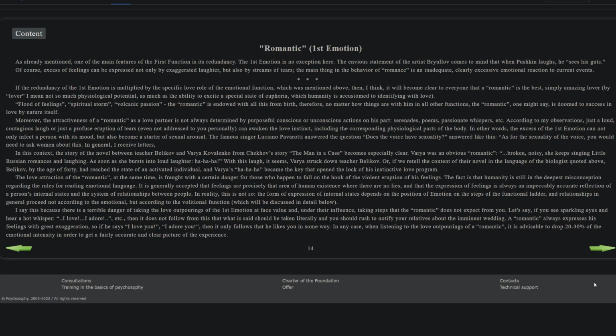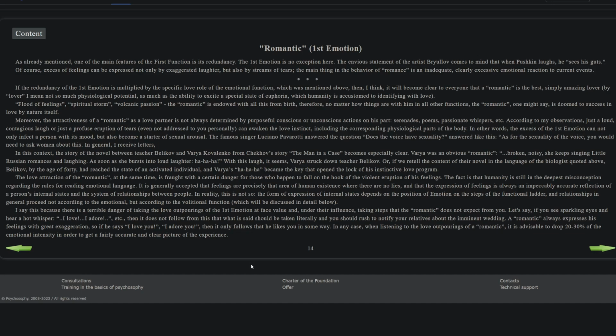The famous singer Luciano Pavarotti answered the question, "Does the voice have sexuality?" like this: "As for the sexuality of the voice, you would need to ask women about this. In general, I receive letters." Now, it looks like it meant them. I like how that ends. Just sort of like, in general, I do receive letters from them, implying that he receives love letters from them. But judging by this comma here, this might have been another cutoff section, and he was going to go into I receive letters, blah, blah, blah, but I kind of like how it ends there.